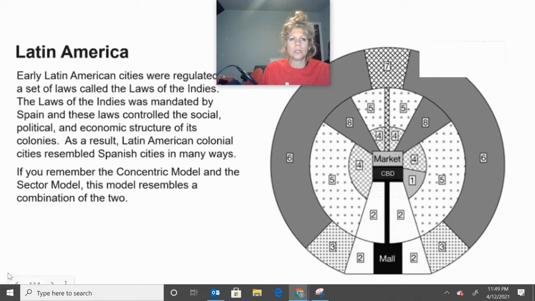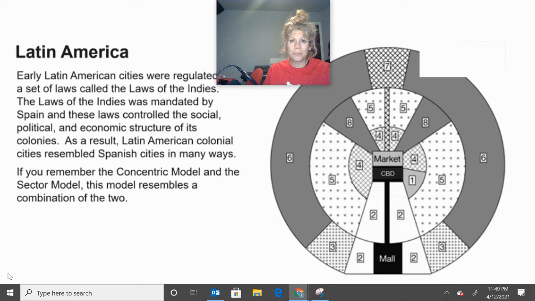All right, so this is early Latin American cities. And because many Latin American cities were conquered by the Spanish, you are definitely going to see some of those characteristics in this model that are going to have Spanish influence. So this is definitely going to represent colonial times. That's really important that you know that.